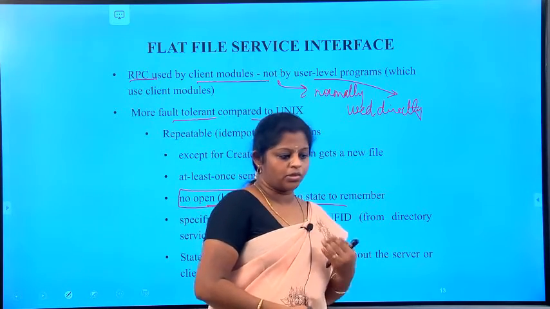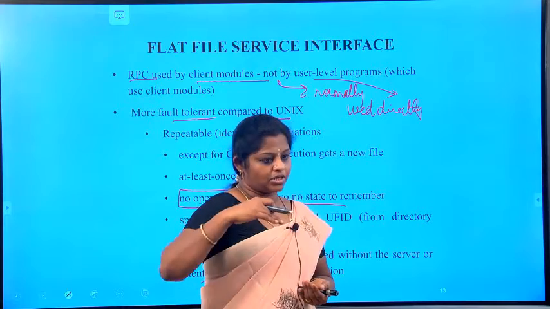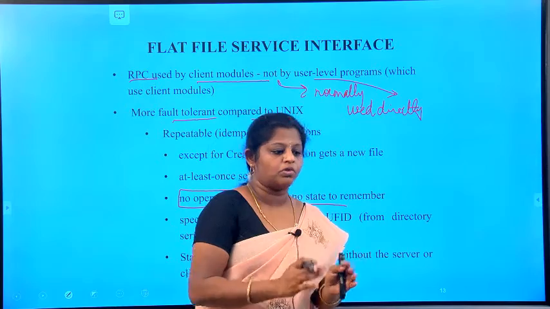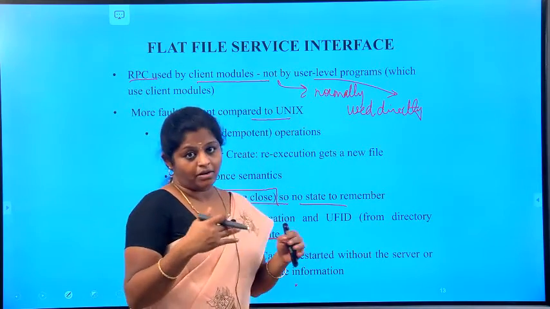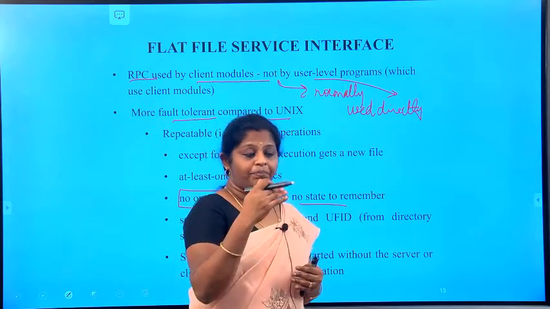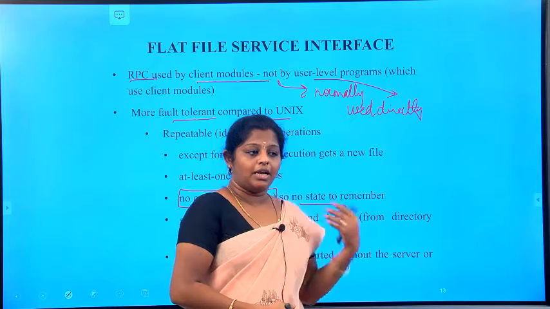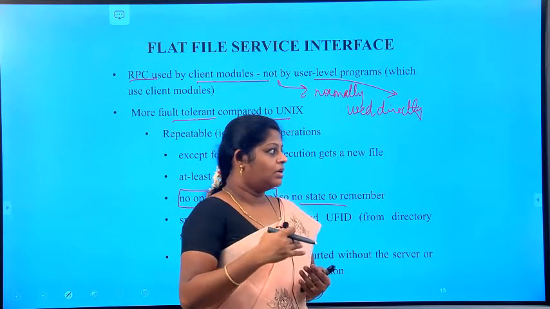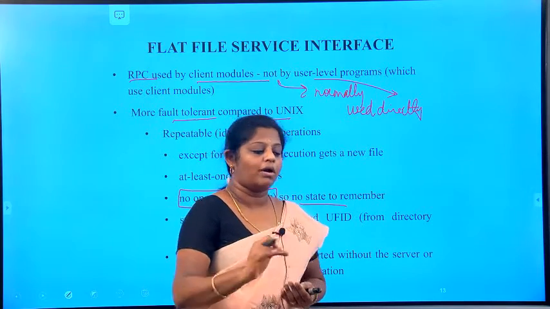In Unix, each read or write operation starts at the current position of the read-write pointer. That is the default: automatically it moves on to where it stopped, and from there it reads or writes. But in our interfaces, it is not like that. We need to use a parameter to specify the position where we need to start reading or writing.